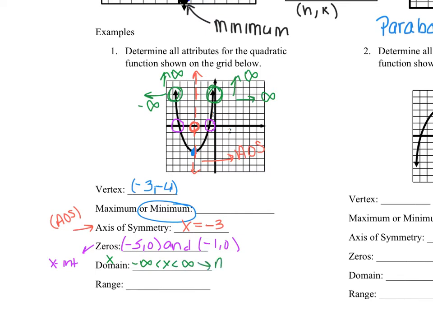Another way we can write this is all real numbers. Let me rewrite that word real. R-E-A-L.